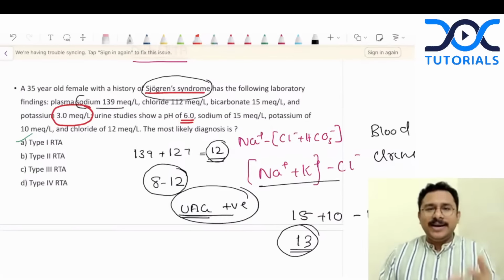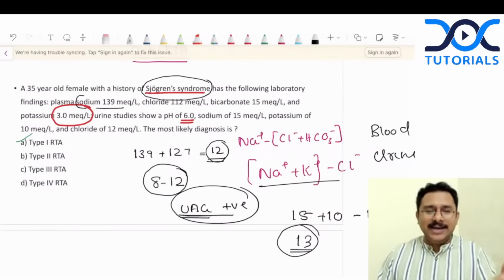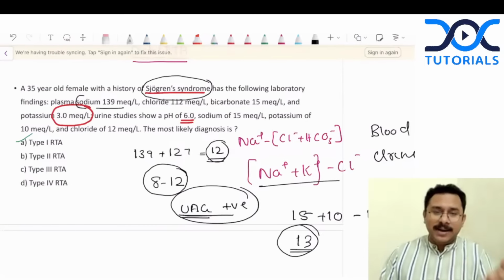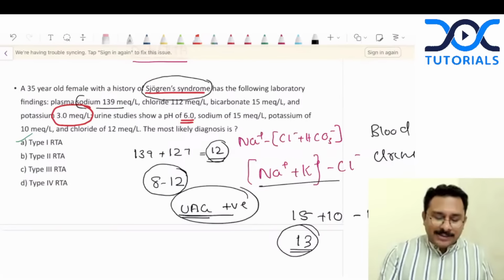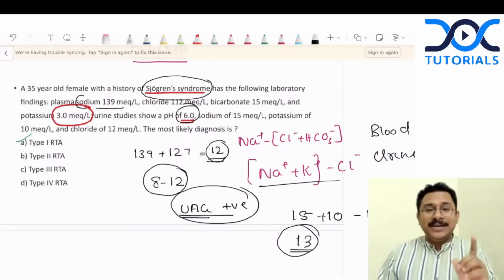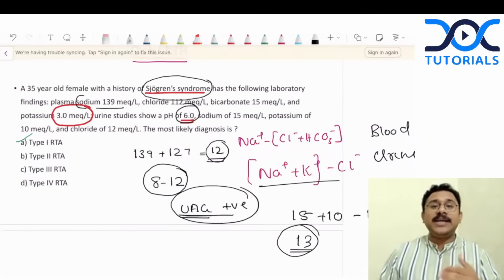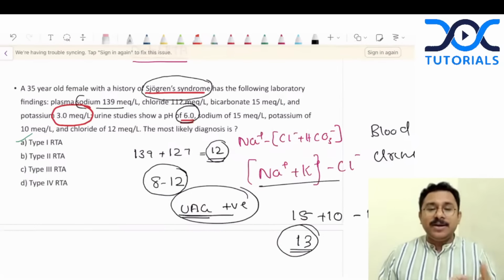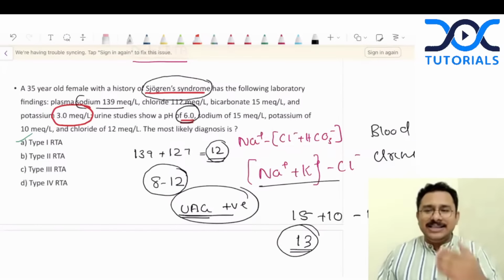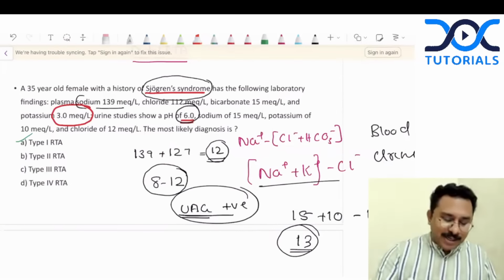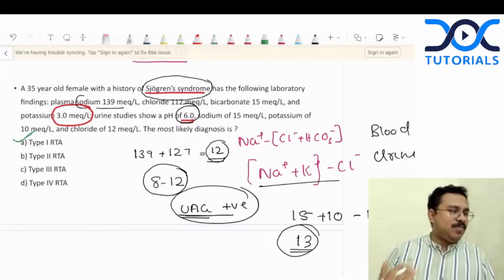You can watch that lecture on the arterial blood gas analysis, where I've explained the concept of anion gap in the serum as well as urine. And you can see the urine pH is 6. So remember, in type 1 RTA, the urine pH is above 5.3 because there is a defect in the distal acidification. H plus secretion is defective. So the answer is going to be option A, type 1 RTA.